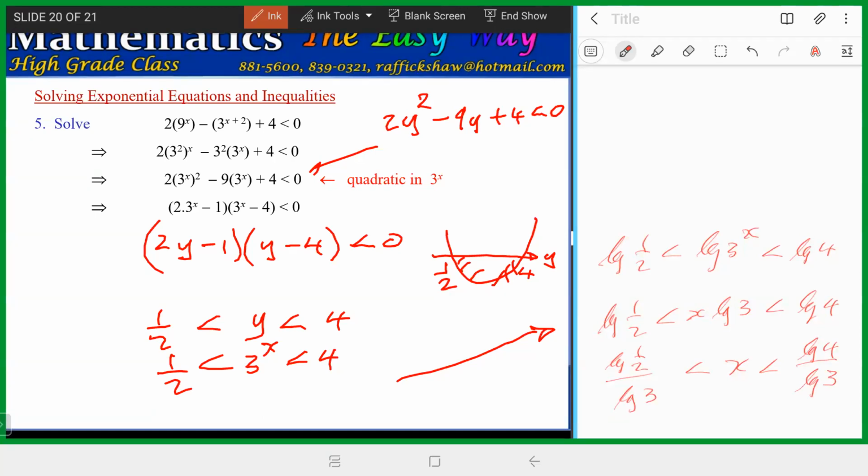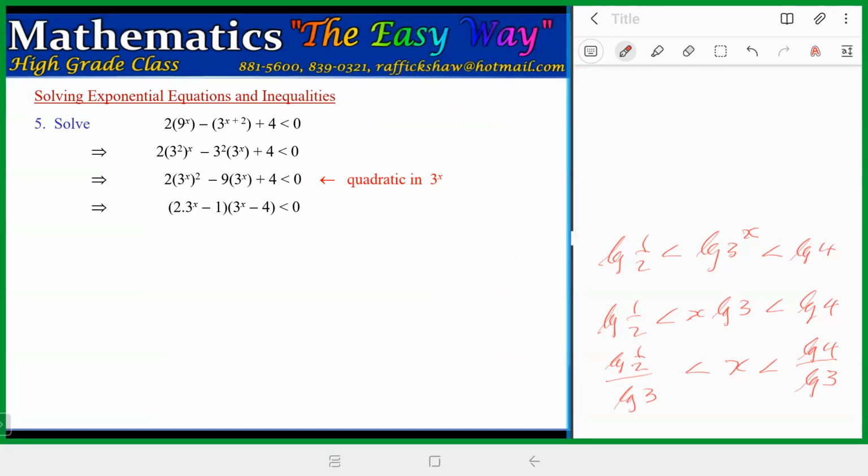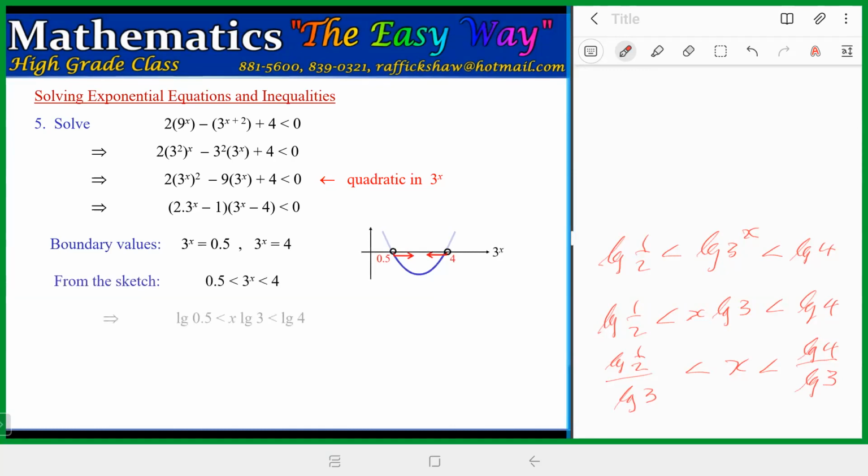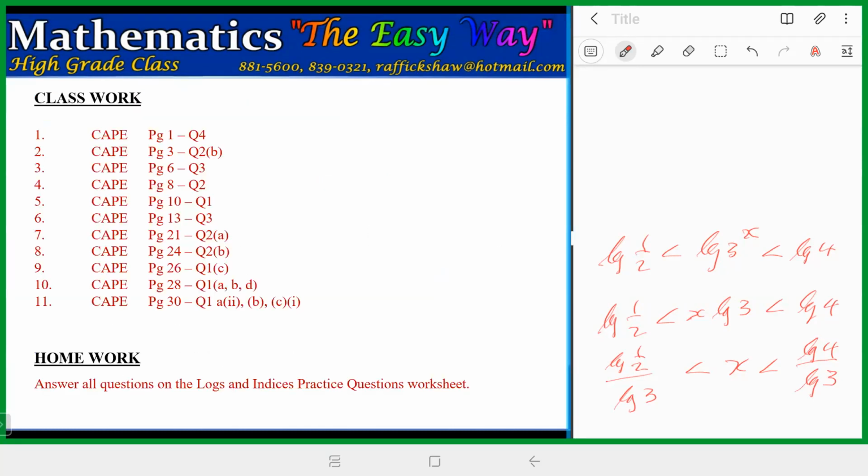If I put it back on the slide over here, you'll see that becomes the solution. I'll repeat that. Those are my rules: get the log of all sides, bring the power to the front, and then divide. That becomes the answer.